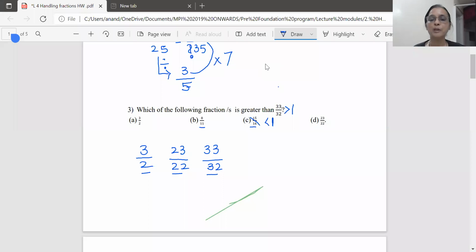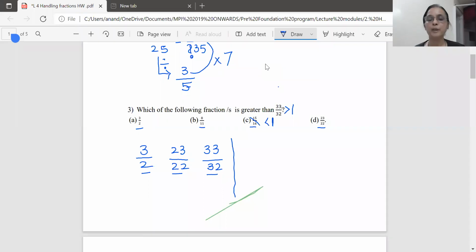So both these fractions, compared to 33 upon 32: smaller pair shows greater fraction. So both these fractions are greater, so both options A and D are greater than 33 upon 32. This was one way of doing the question. Now I can do it in one more way.